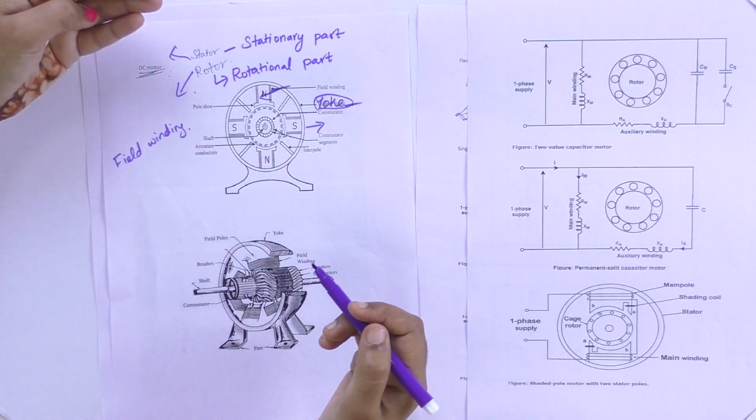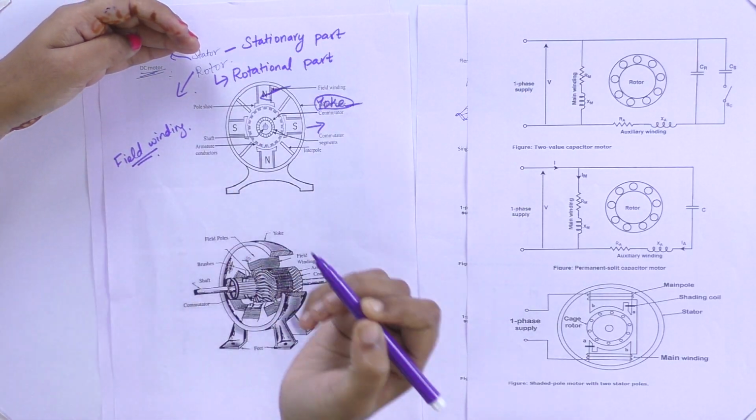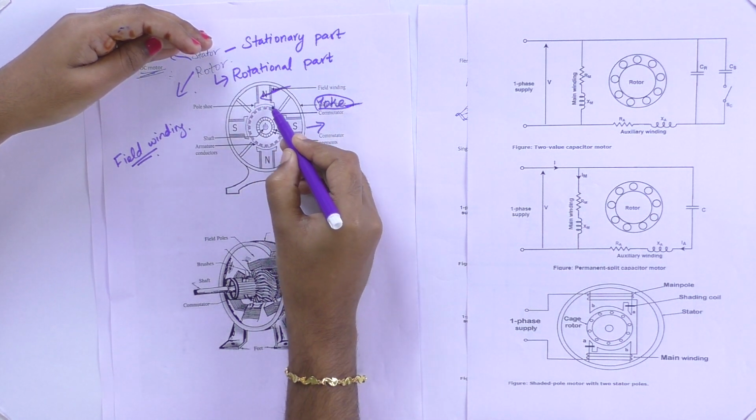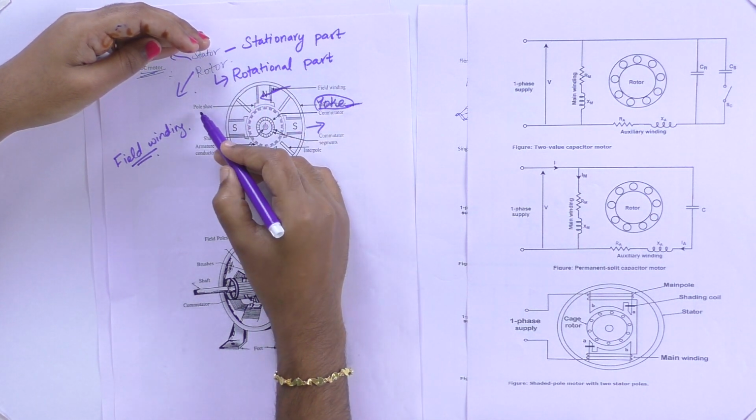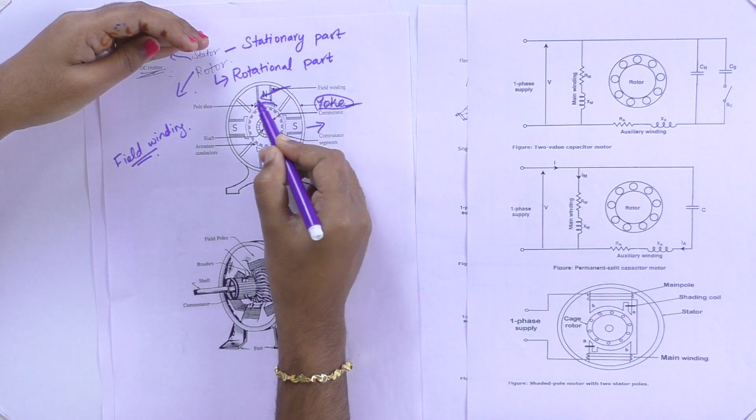Next to the yoke are the field winding and field pole. For a DC motor, what should be there? A magnet should be there, a magnetic field should be generated. For providing the magnetic field, a magnet will be present. That is called the field pole. On that, coils will be wound, which is called the field winding. So that will be like a pole shape. This region is called the pole shoe.